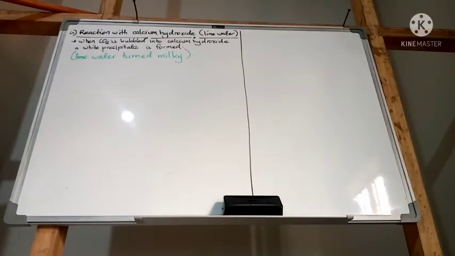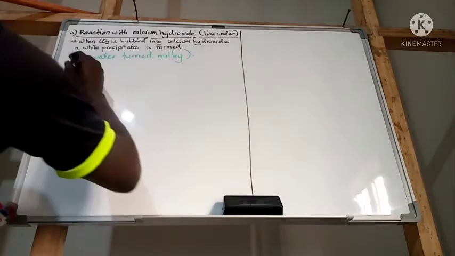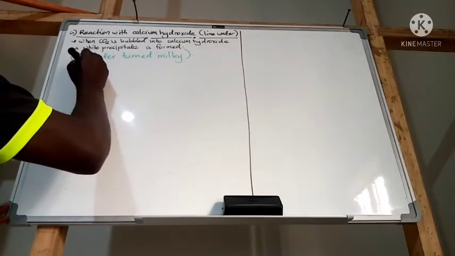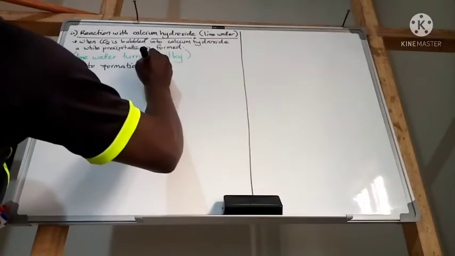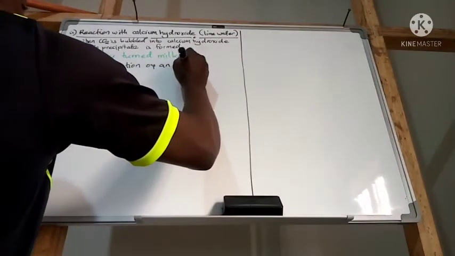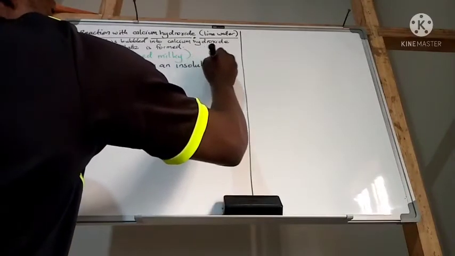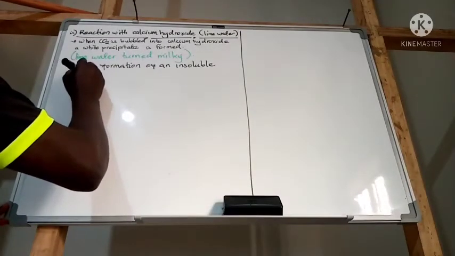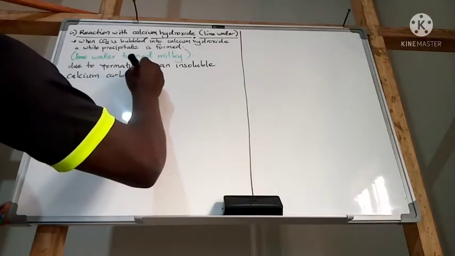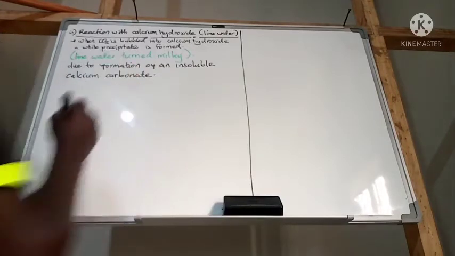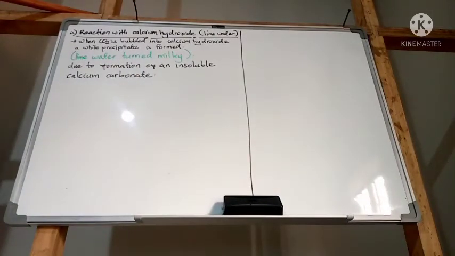The explanation for formation of a white precipitate is due to formation of an insoluble calcium carbonate. The calcium carbonate formed when carbon dioxide is bubbled through lime water is insoluble. Therefore, it gives us a white precipitate.